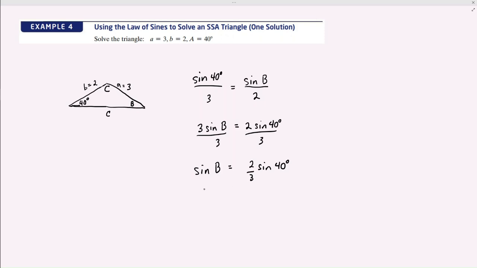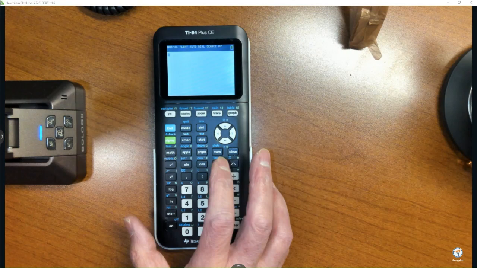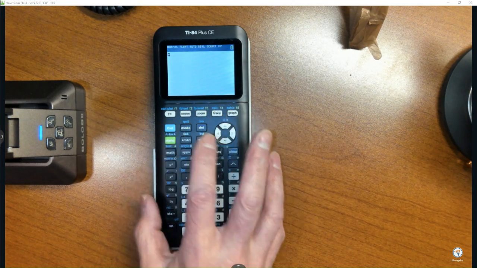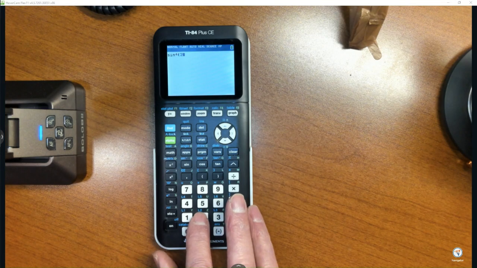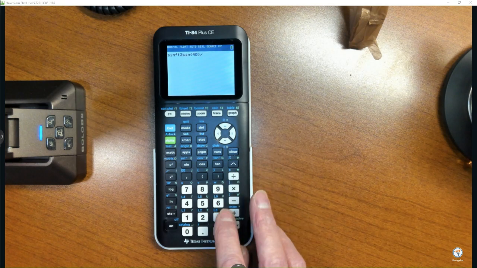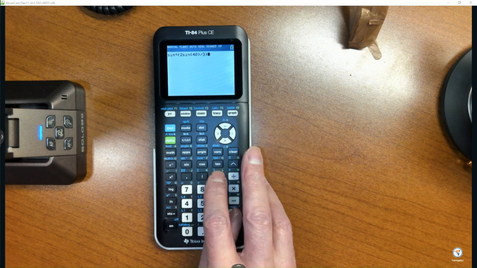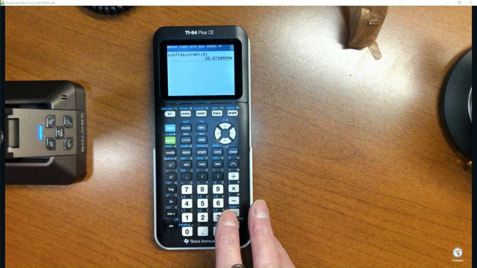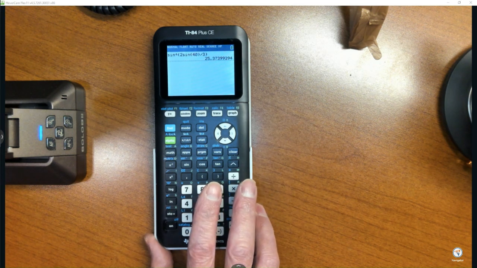Okay, so we can actually put this directly into the calculator. So the inverse sine of 2/3 the sine of 40 degrees. All right, so let's find this. I'm going to take the inverse sine, so second sine, and then in here I need 2 times the sine of 40 degrees. I'm going to divide that by 3 for my 2/3 sine 40 degrees. Tells me that my angle is 25.37.